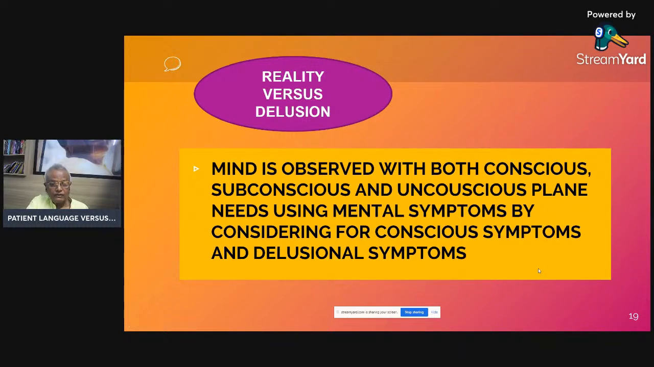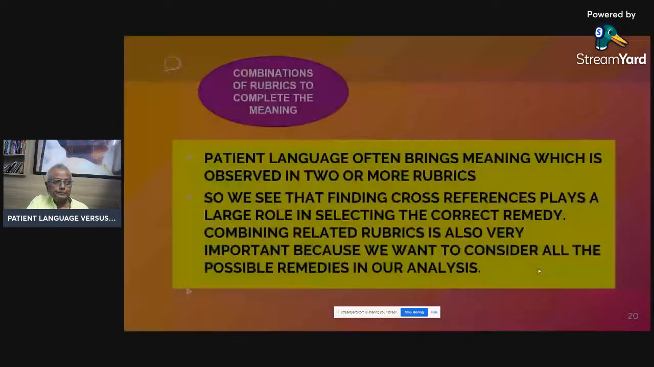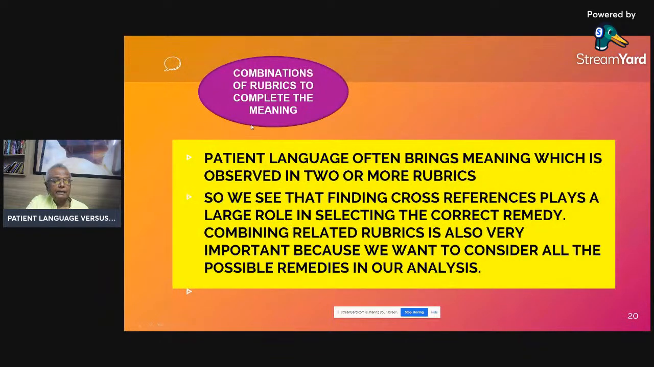And we as physicians also suffer from delusion. We keep our prejudiced views. We keep certain rubrics in the mind and we try to fit them into the patient's life. And this is the greatest mistake that you are going to make. Right? And sometimes one rubric will not give you the complete meaning. So two or three rubrics, or more than that, will make the complete meaning.